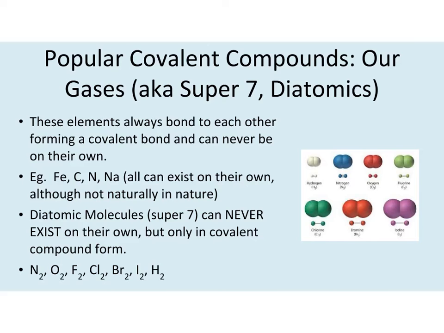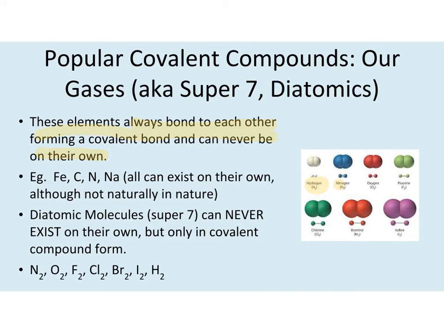So some really popular covalent compounds that we should know are called our diatomics, or our gases. And they're really just a molecule that's an element that's bonded to another element of the same type. So we call these the super 7 or diatomics. These elements always bond to each other, forming a covalent bond and never on their own. So if you take something like hydrogen, and you try and take a single hydrogen atom, it will immediately bond to another hydrogen atom.